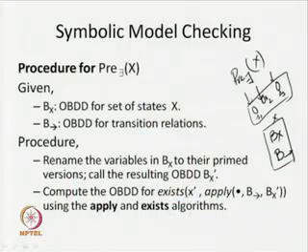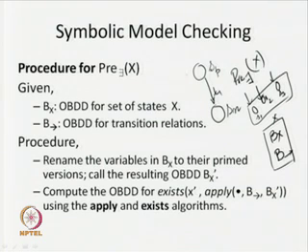As per the procedure, we rename the variables in Bx to their primed versions, and we call this resulting OBDD Bx prime. What is the primed version of a variable? We have already seen that to represent a transition system, we need two sets of variables to represent the transitions. Say I have a transition from Sp to Sn. Sp is my present or current state, and Sn is the next state of this transition, say T1. So, this transition will be represented by an ordered pair of two states.